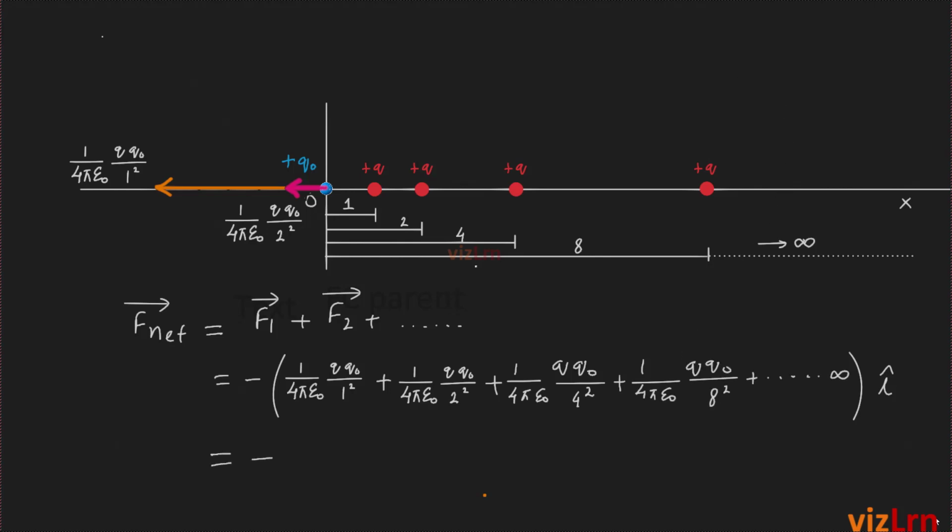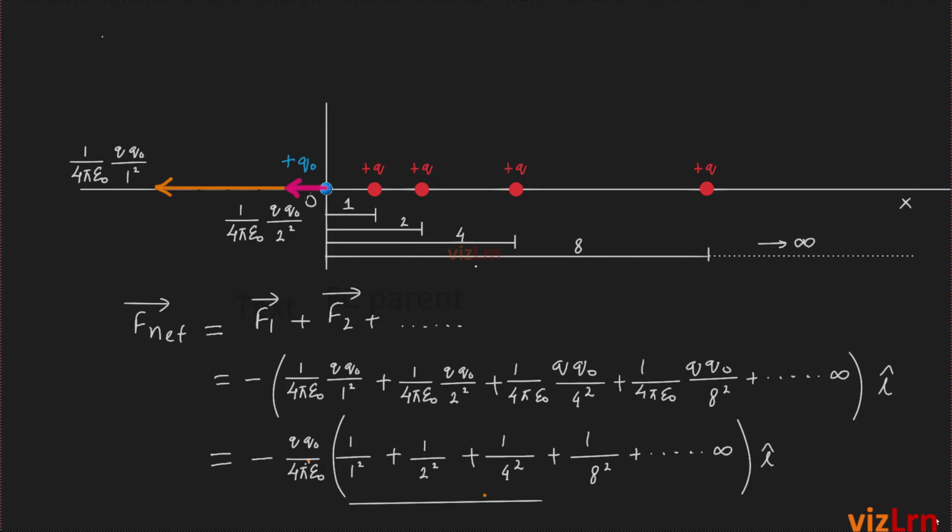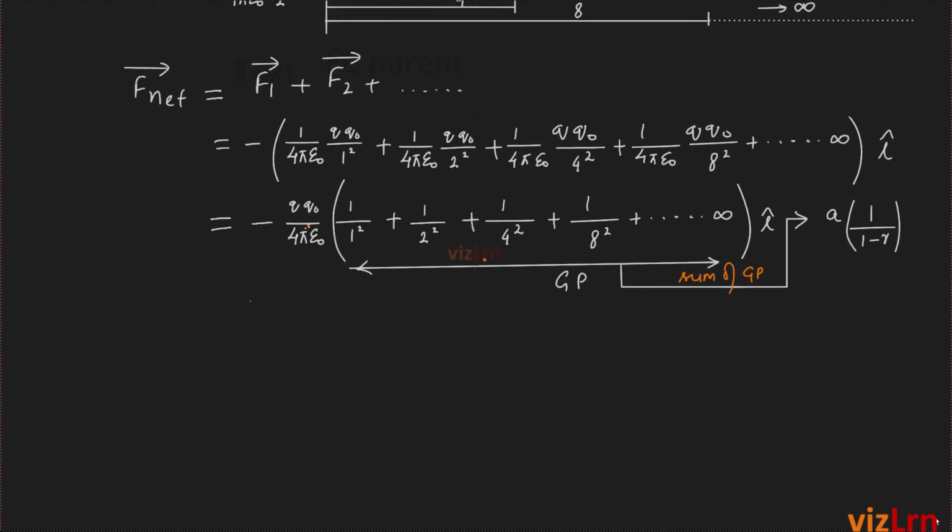Now if you see, if we take out 1 by 4 pi epsilon naught q naught, which is common across all these terms, we get a GP, where the GP is 1 plus 1 by 2 square plus 1 by 4 square plus 1 by 8 square, and this is an infinite GP. And what is the sum of an infinite GP? That is equal to A into 1 upon 1 minus R. And for the GP here, A is equal to 1 and R is equal to 1 by 4.